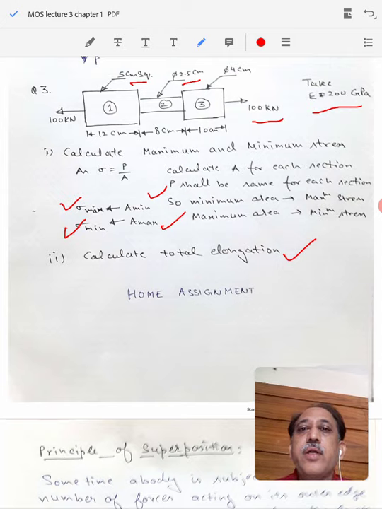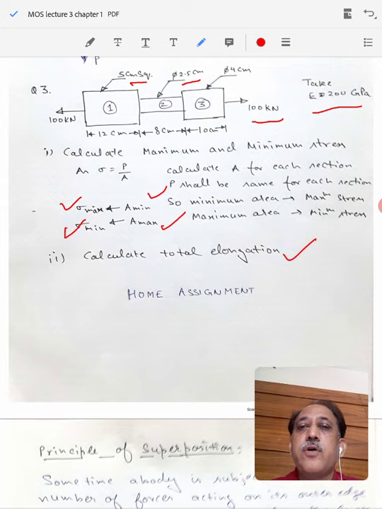Now in order to calculate the total elongation, we need to apply the formula which we discussed above, and we need to calculate the elongation of each individual section, delta L1, delta L2 and delta L3. The load P will remain the same for each of them. The modulus of elasticity E will remain the same, and you have different L and A values for these.